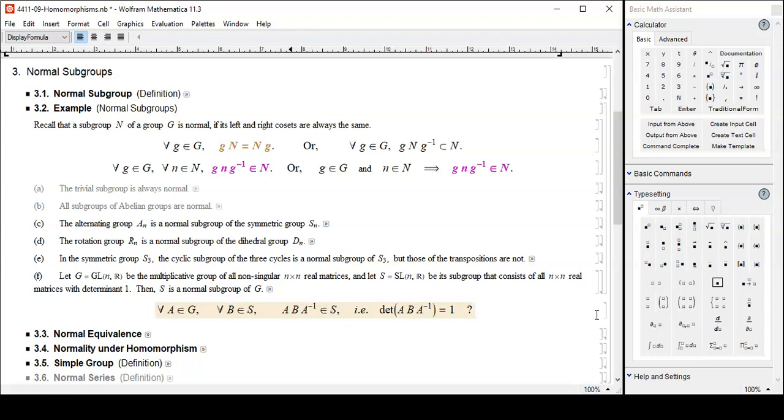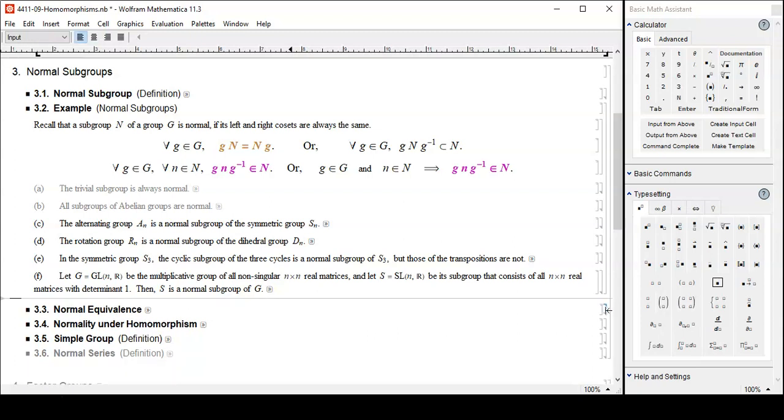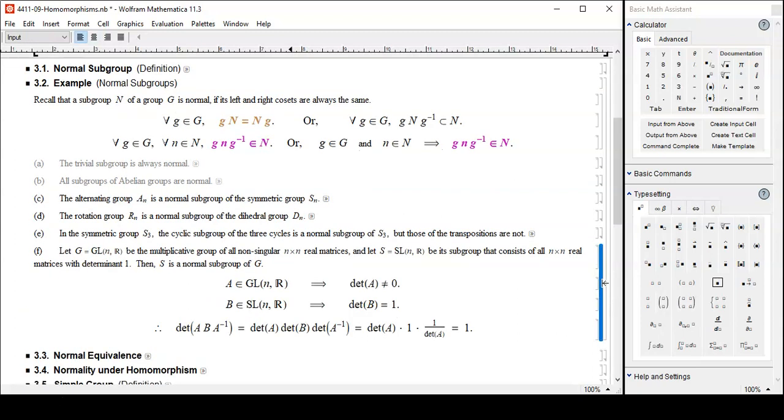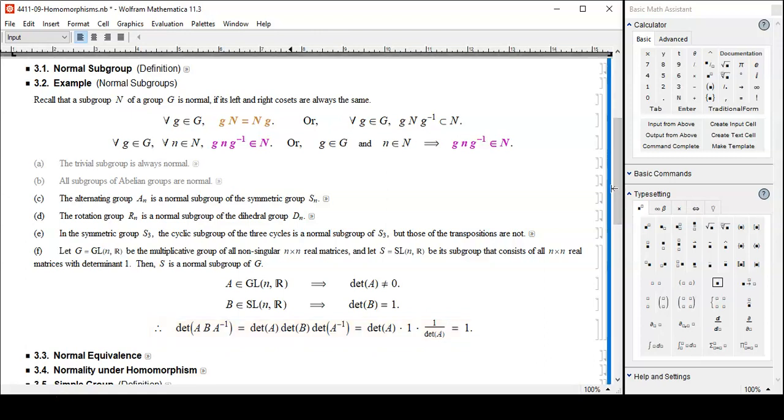Well, the proof is actually pretty simple. There you go. Non-zero determinant of A, and the determinant of B is 1. And then this is the inverse, so 1 over that determinant. So you just get back to 1. Okay, so much for the examples.